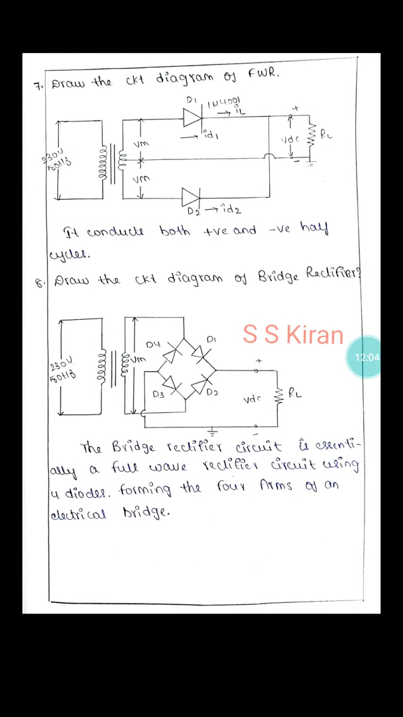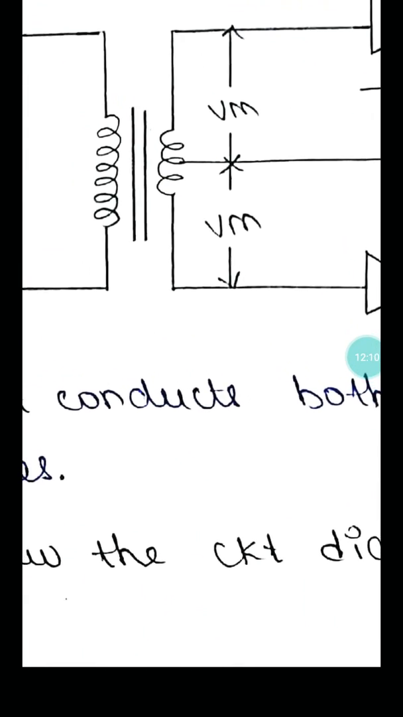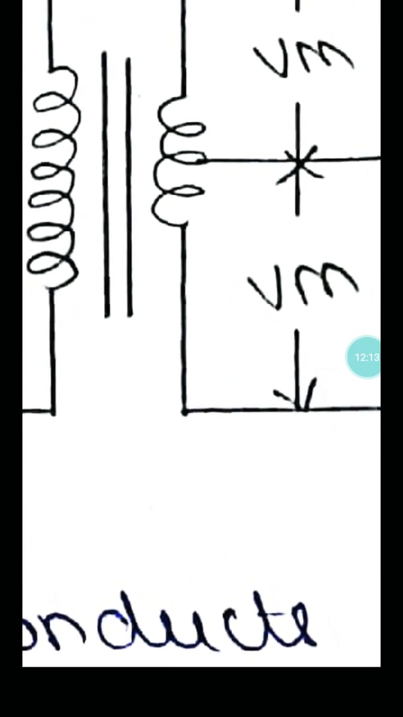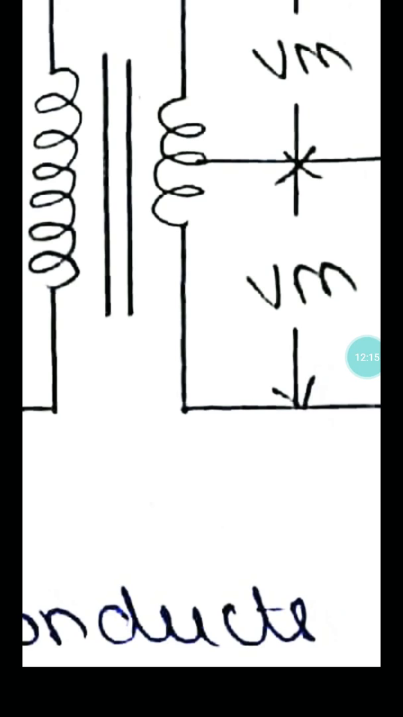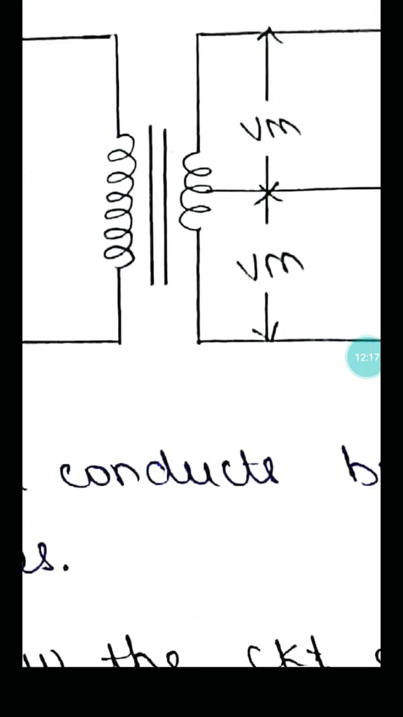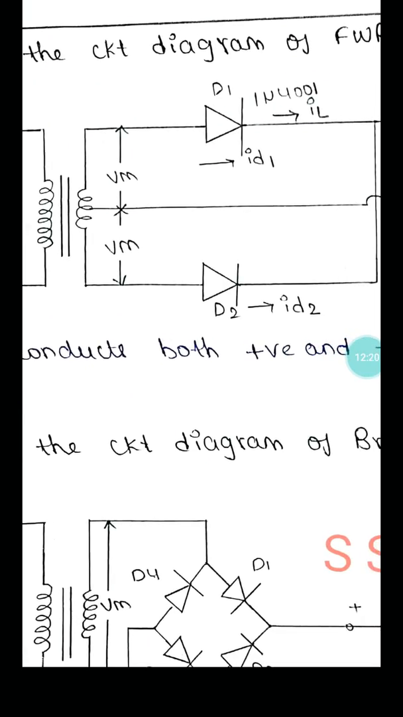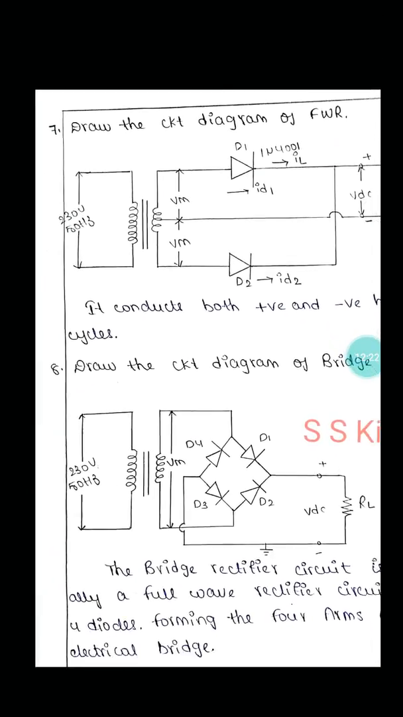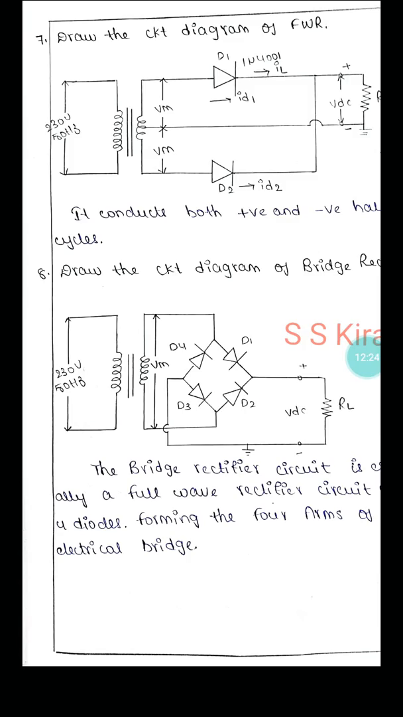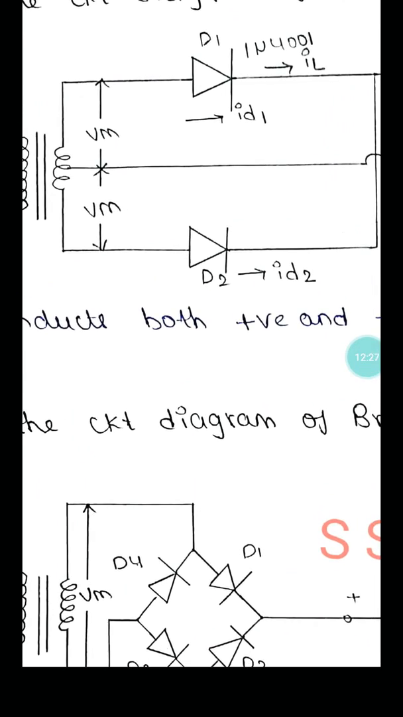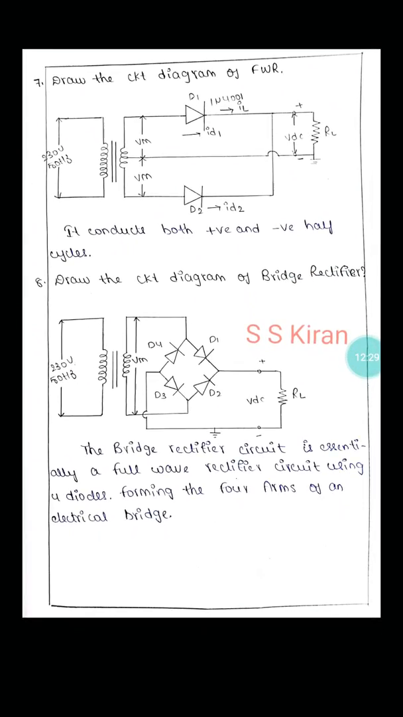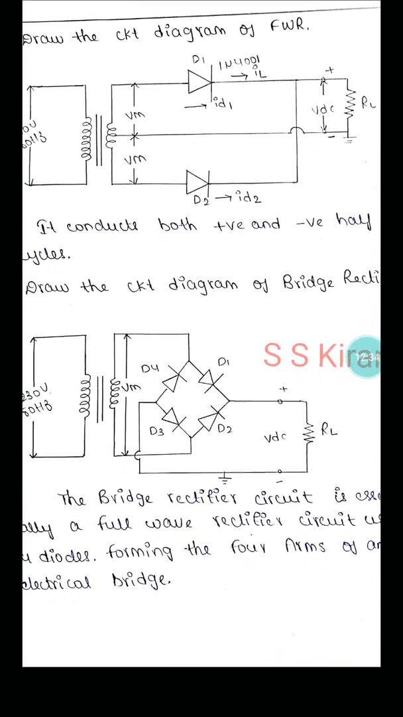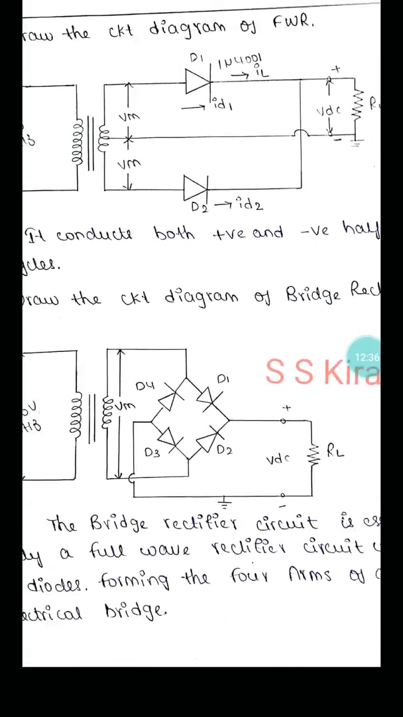Now draw the circuit diagram of the full wave rectifier. In a full wave rectifier, you compulsorily have to choose a center tap step down transformer. In this full wave rectifier, you have to use two diodes, D1 and D2. You know the operation: in the positive peak, D1 conducts; in the negative peak, D2 starts the conduction.